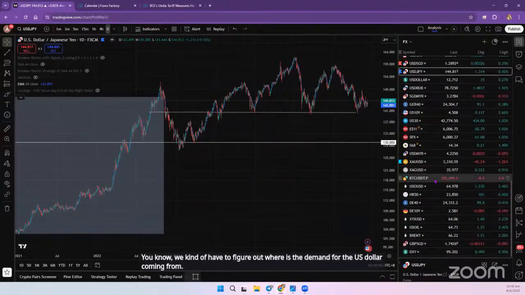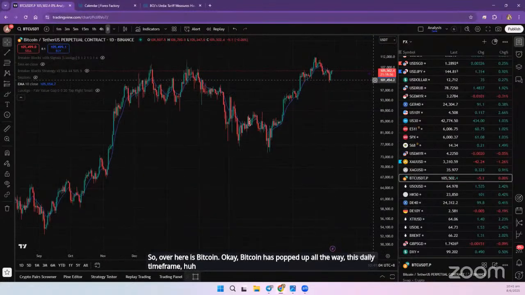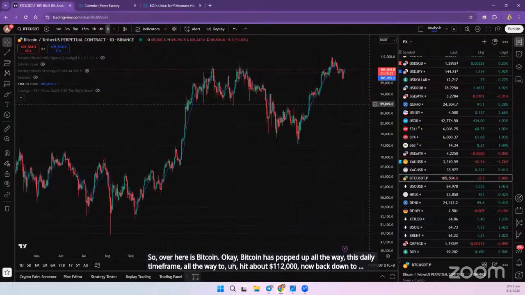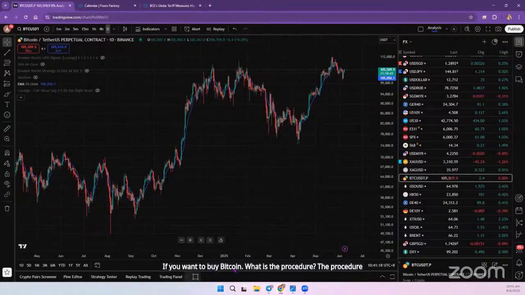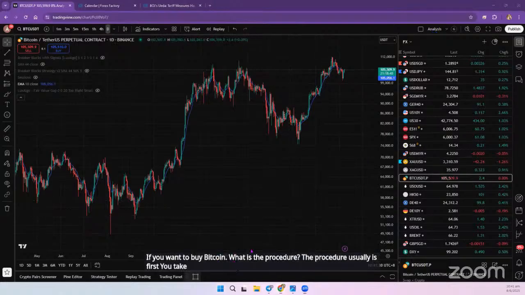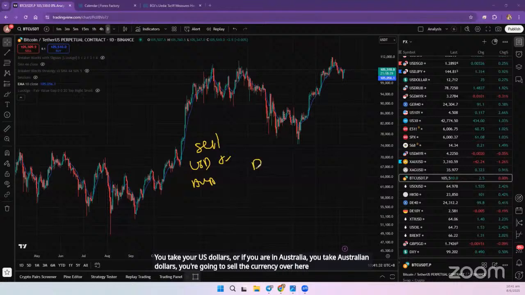So over here is Bitcoin. Bitcoin has popped up, this is the daily time frame, all the way to about 112,000, now back down to 105,000. I'm not so much interested in the price of Bitcoin as the demand for Bitcoin. If you want to buy Bitcoin, what is the procedure? The procedure usually is, first, you take your US dollars, or whatever currency you have. If you are in Australia, you take Australian dollars. You're going to sell the currency over here, and then you're going to buy.